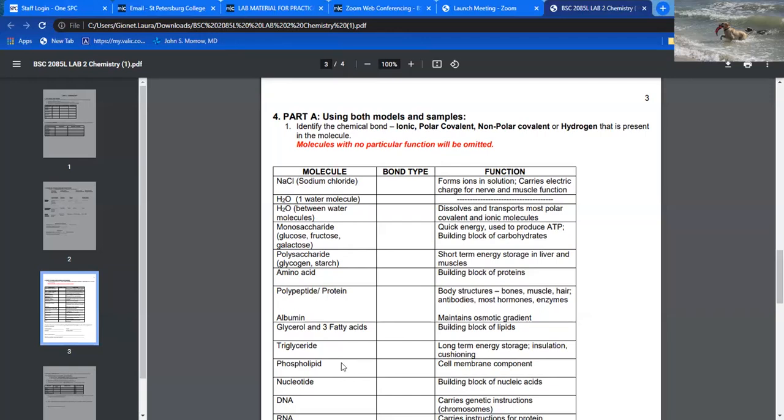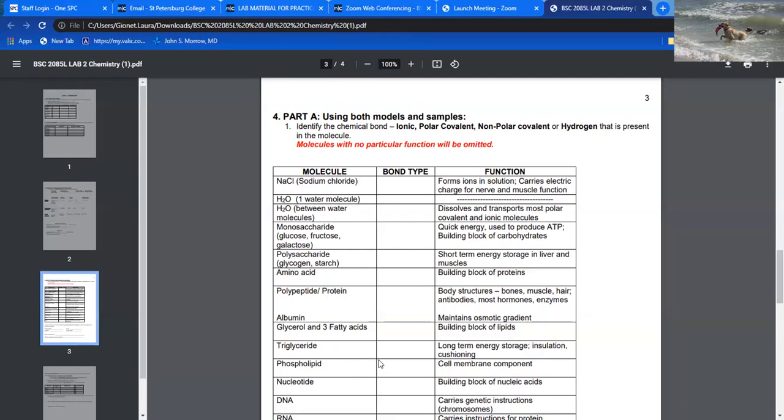We said that was a modified triglyceride, right? The bond type now has two different types of bond types. It has areas that are polar covalently bonded and non-polar covalently bonded. Right? And its function is a cell membrane component. So it's going to be a building block of a cell membrane. We'll see that more next week.